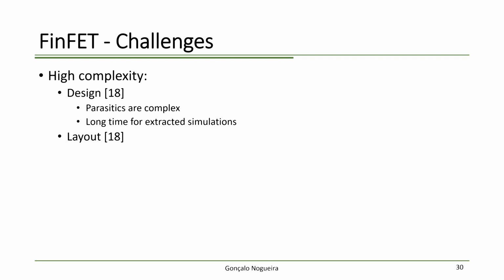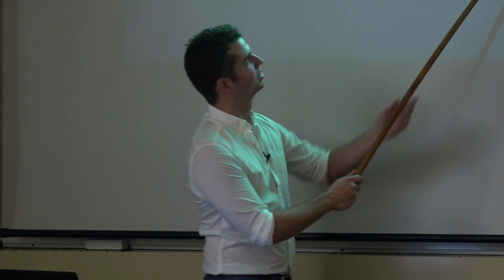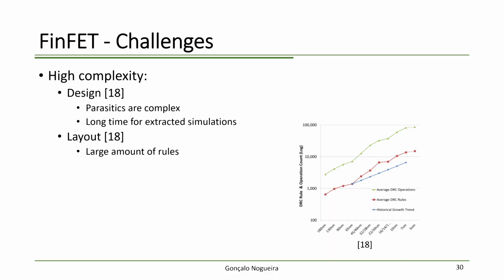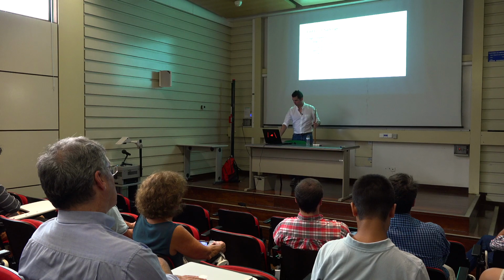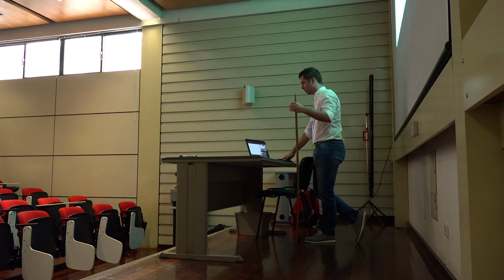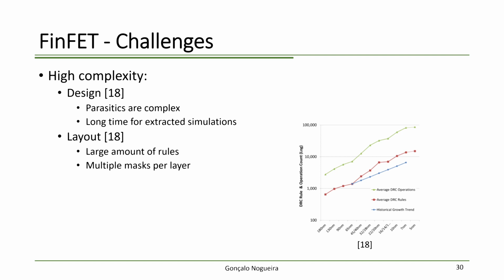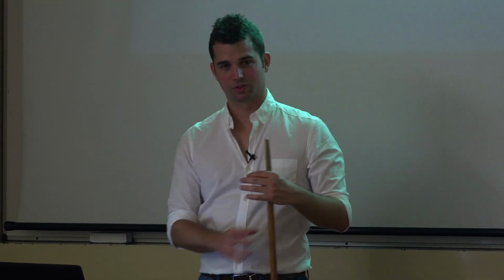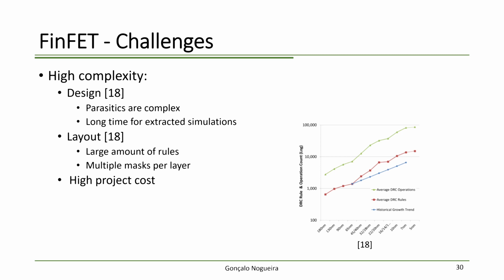Also, in terms of layout, you have a large amount of rules. For those who do layouts, these are spooky. Because it has increased exponentially the amount of rules used in layout. You have design rule manuals that can go up to thousands of pages. Imagine doing that layout with that amount of rules. You also have multiple masks per layer. So designing, for instance, for metal 1 or metal 2, you need to use multiple masks. And doing a project in this is quite heavy. So a mask can cost above $50K to $200K.